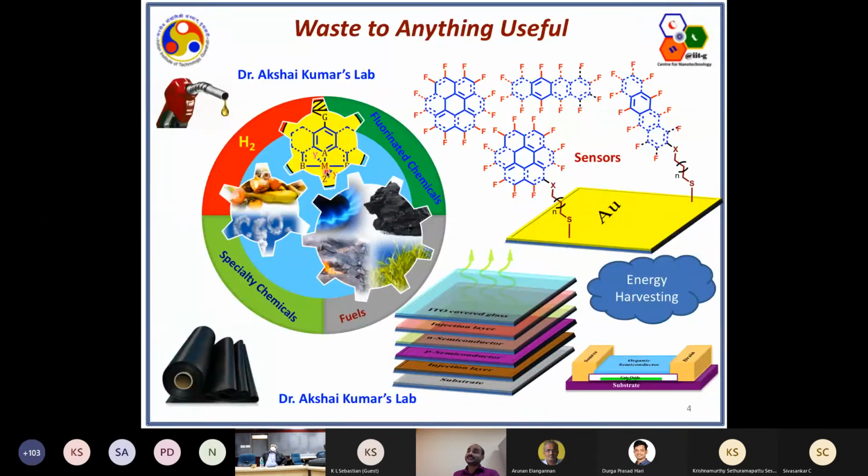And this is a preamble of what I do and what I plan to do. We are looking at the transformation of waste to anything useful, and that I do with the help of organometallic catalysts, basically pincer catalysts, in generation of specialty chemicals, fuels, hydrogen, and a small portion of my work is also dedicated to the generation of fluorinated molecules for optoelectronic devices, sensors, and even optically transparent materials for space applications.